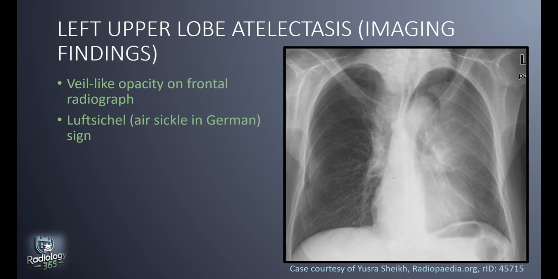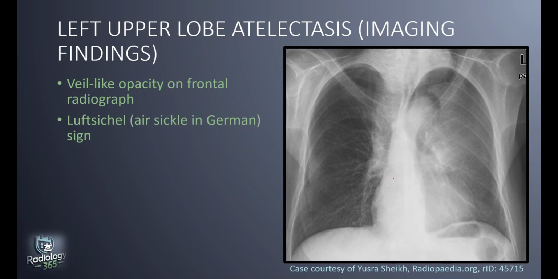So let's start off with the appearances of left upper lobe atelectasis, the imaging findings of left upper lobe atelectasis. With left upper lobe atelectasis, the key imaging findings include a veil-like opacity on the frontal radiograph. You will also have anterior displacement of the major fissure and anterior collapsed lung on the lateral radiograph. There's also what we call the Luftsichel sign. That's air sickle, in German.